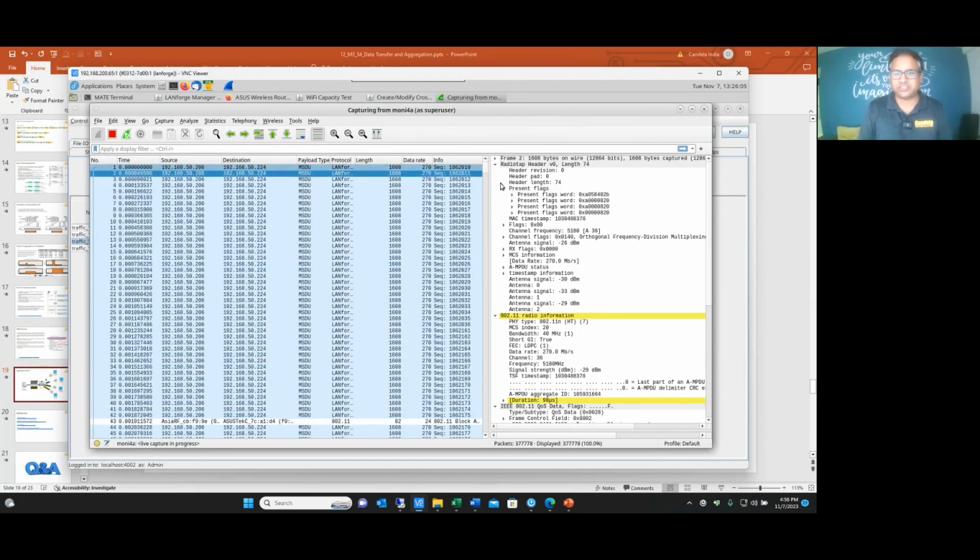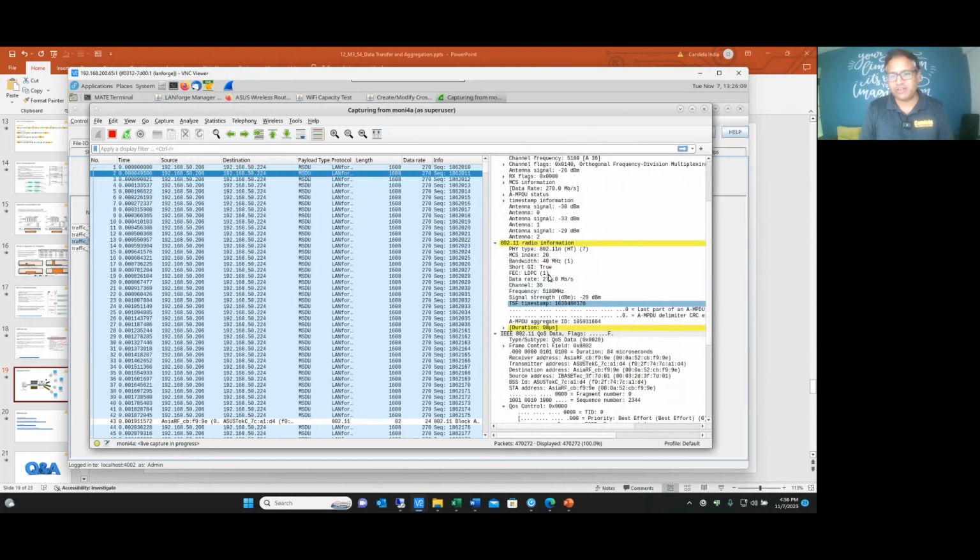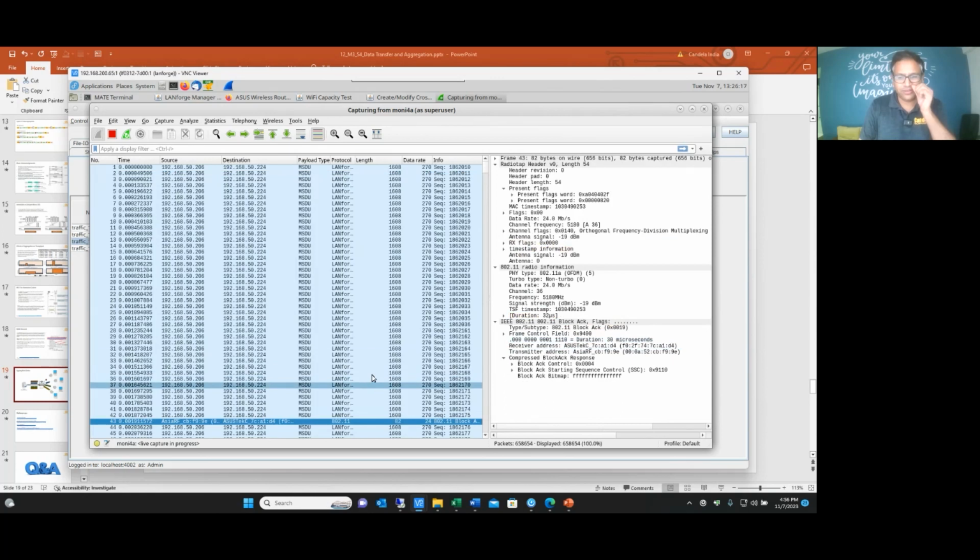If you look at any of these MSDUs, it will have its own MAC header, right? But altogether it will have only one physical layer header at the end, right? And then at the end there will be a block ACK. So you can see that there is a block acknowledgement. This is the receiver sending the block acknowledgement. This is the block ACK starting sequence number, and also the bitmap.